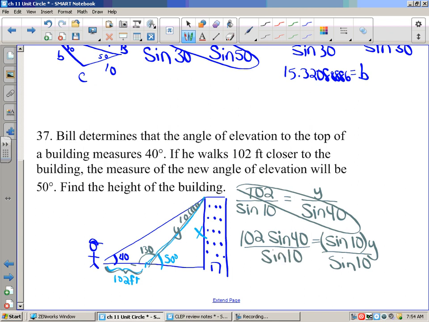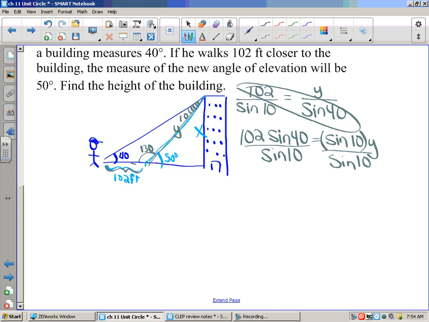All right, now I'm not going to get the answer for you. You're going to need to do that. You would have to obviously use a calculator, do it all up, right? You'd have to do 102 times the sine of 40 divided by the sine of 10. Again, making sure that your calculator is in degrees. But whatever we get for y, we're going to use so that I can determine the height of this. See, I want to know that.